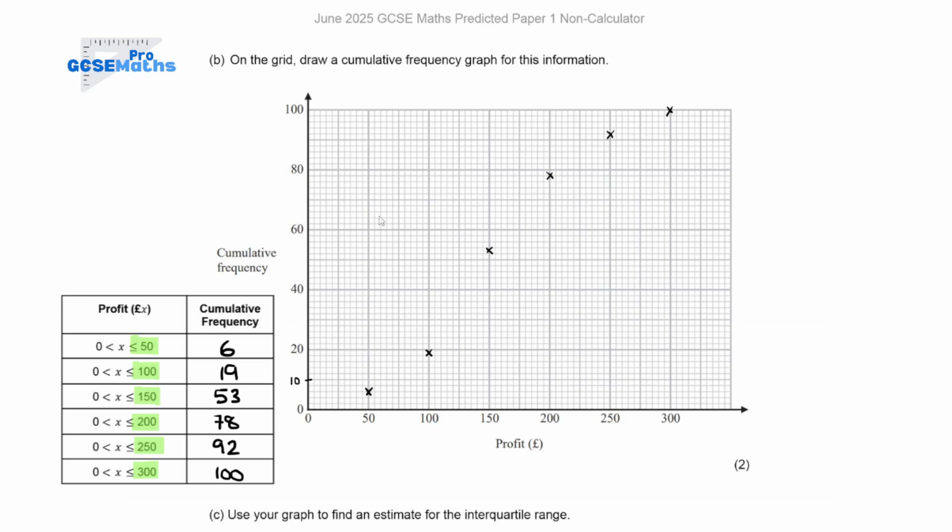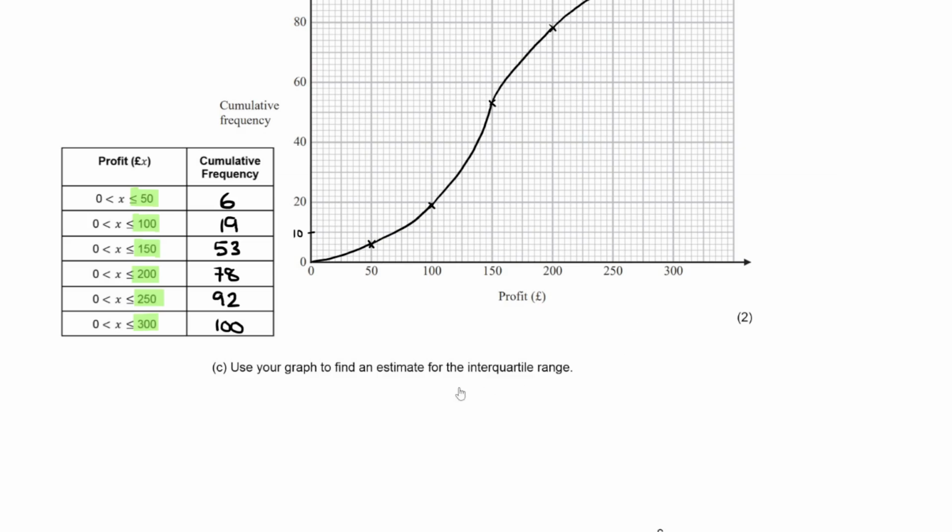Now I'm going to join it up as a curve the best I can. Make sure you do it with a pencil just in case it goes wrong and you miss a point, so you can go back and redo it, because then you are likely going to be using your graph to answer some more specific questions afterwards. So here you can see part C, use your graph to find an estimate for the interquartile range. So we want our graph to be ideally as accurate as possible.